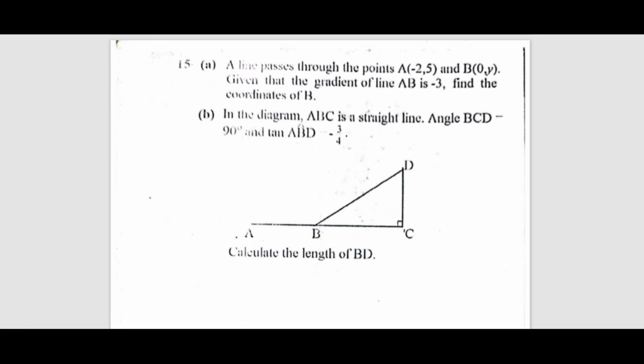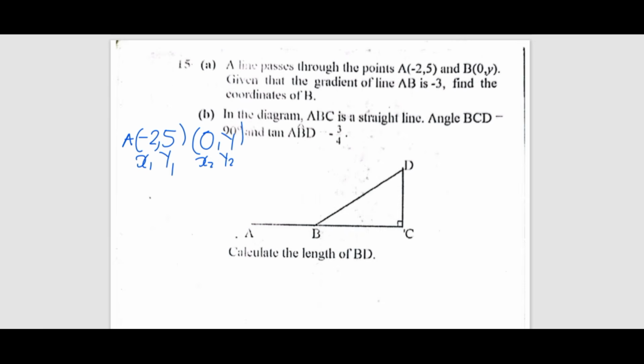So we move on to question 15. A line passes through the point A(-2, 5) and B(0, y). Given that the gradient of the line is -3, find the coordinates of B. So we'll say A has -2, 5, so x1, y1. Then B is 0, y, so x2, y2. So here we want to find the missing coordinate given the gradient.